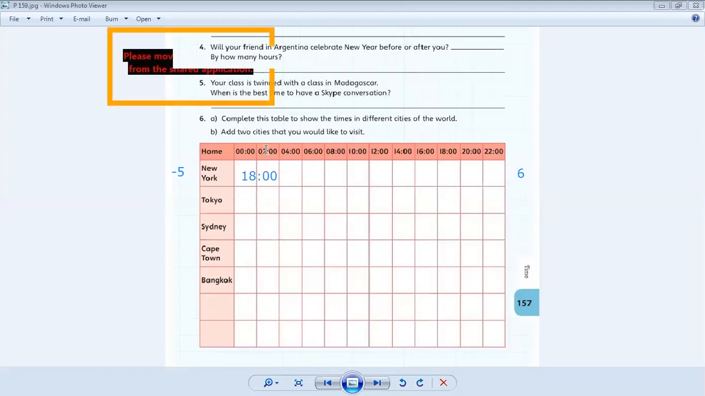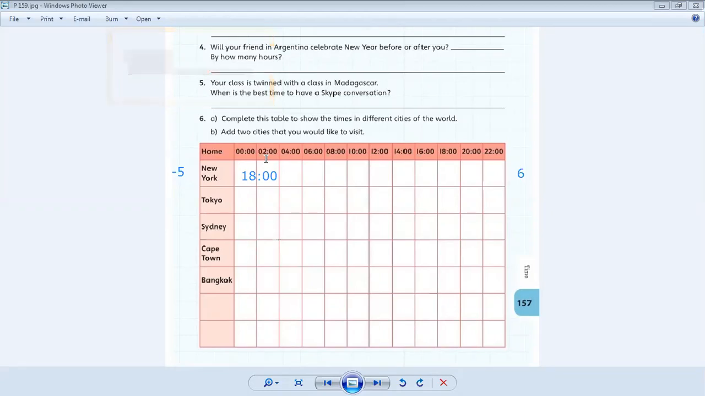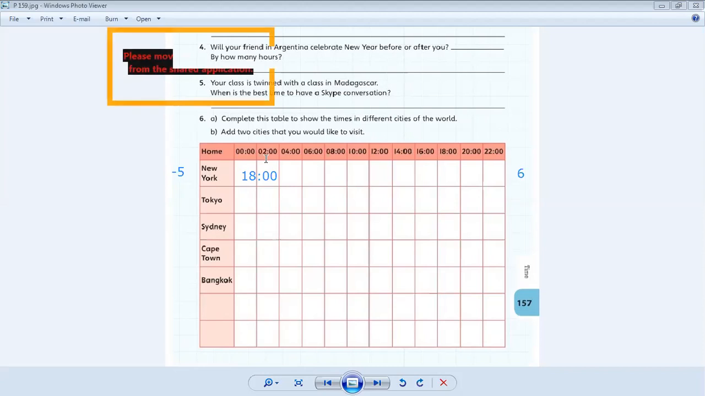Okay, next time is 2 o'clock. If in Tripoli it is 2 o'clock, what is the time in New York? 6 hours earlier. You must subtract 6 from 2. Yes, from 2 minus 6.